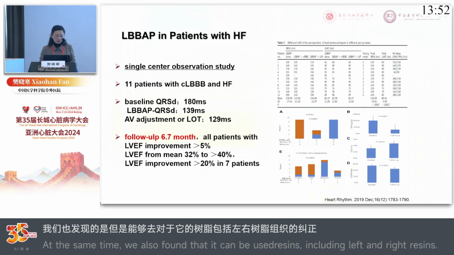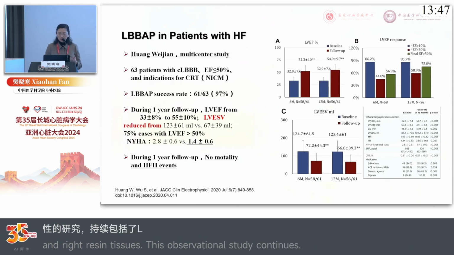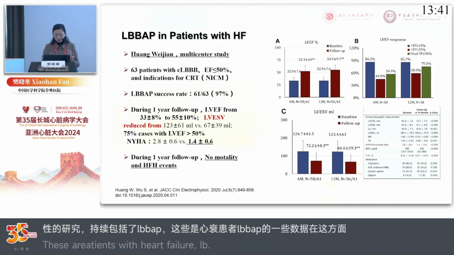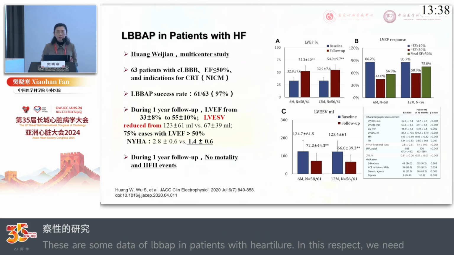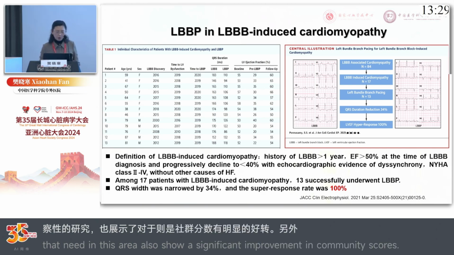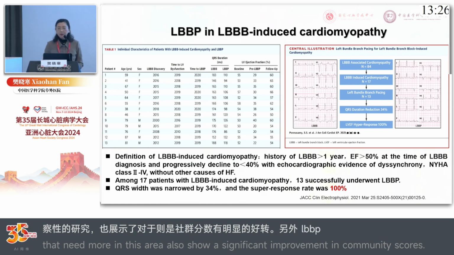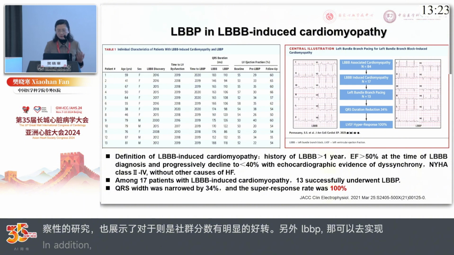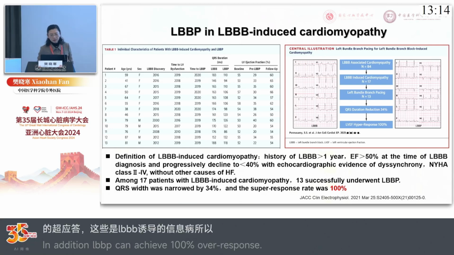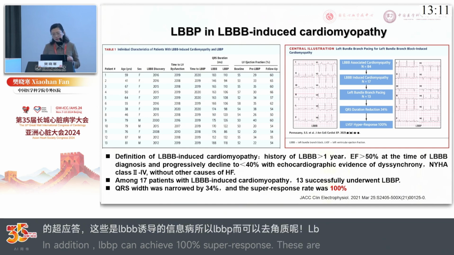The observational studies have reported the effect of LBBAP in patients with heart failure. Several observational studies have shown significant improvement in LVEF in patients with heart failure. And the LBBP could also achieve 100% super response in patients with LBBB-induced cardiomyopathy. That means the LBBP could correct LBBB and then correct the LV dysfunction.